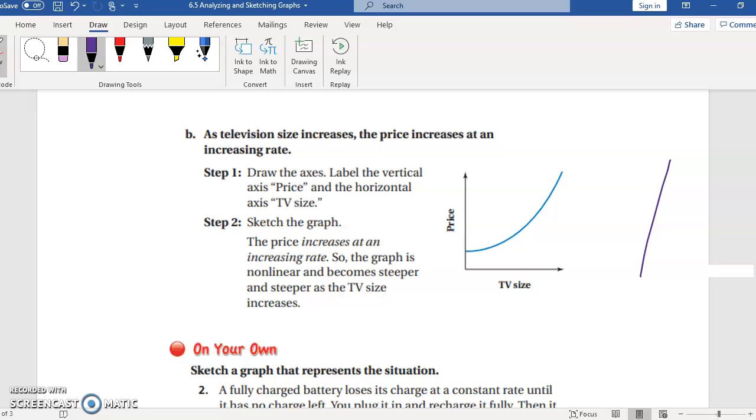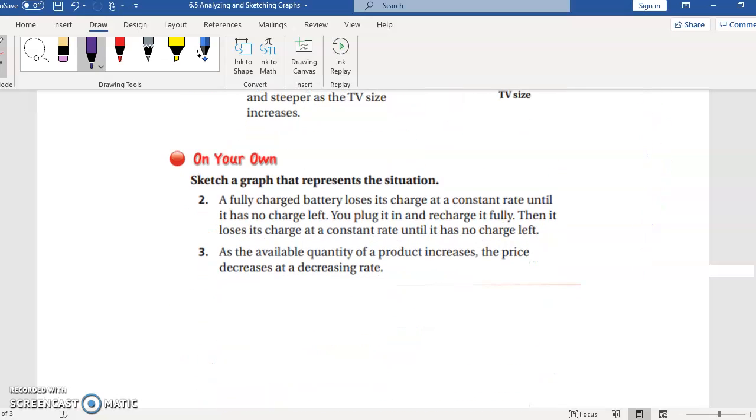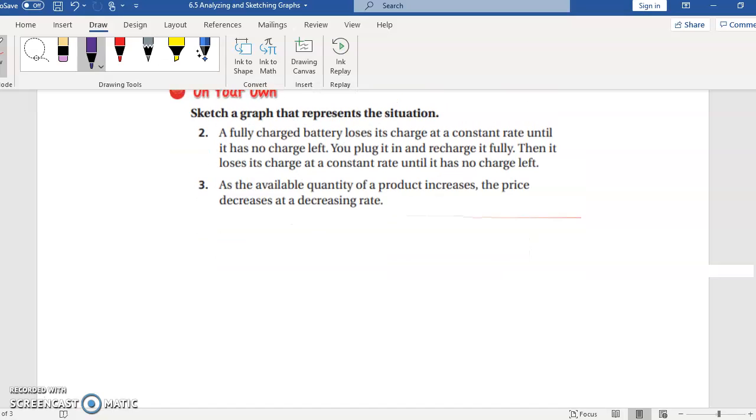Okay, now let's do the on your own here, 2 and 3. Again, if you want to try this, you can stop the video and check it, or we can do them together. Number 2, a fully charged battery loses its charge at a constant rate until it has no charge left. You plug it in and recharge it fully. Then it loses its charge at a constant rate until it has no charge left.